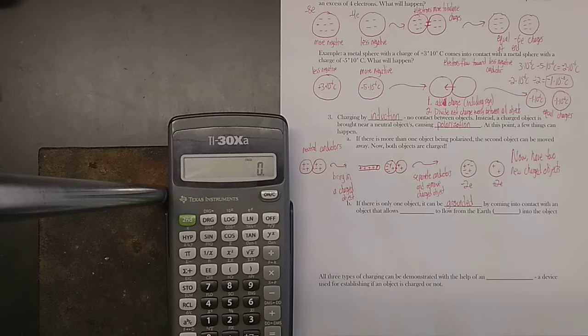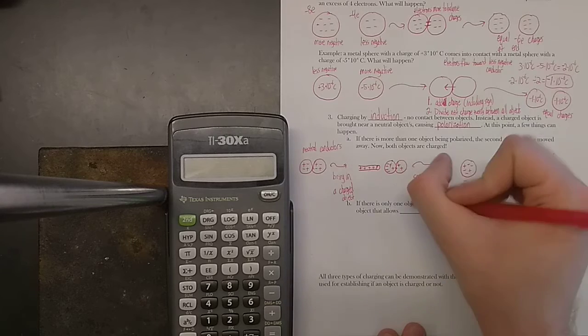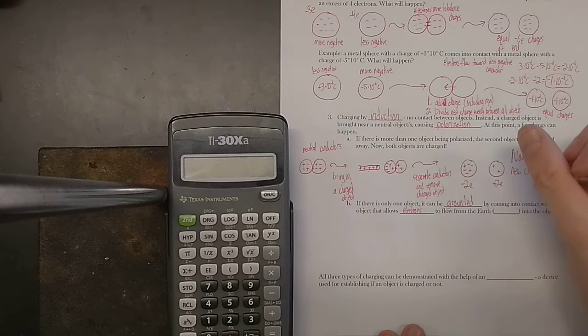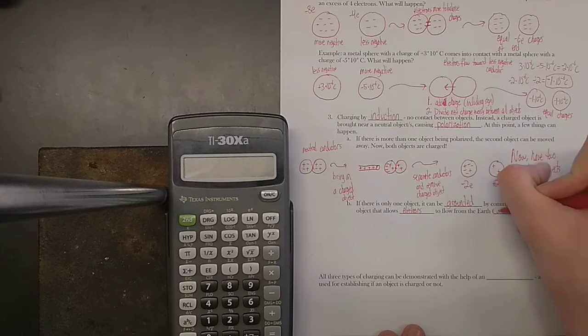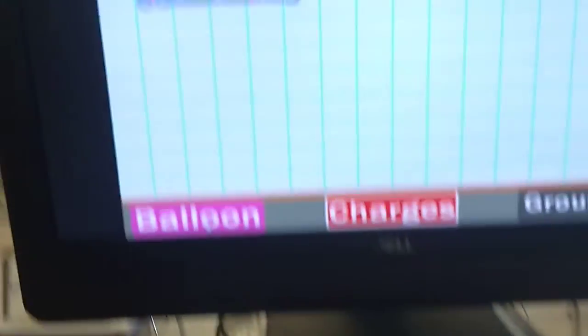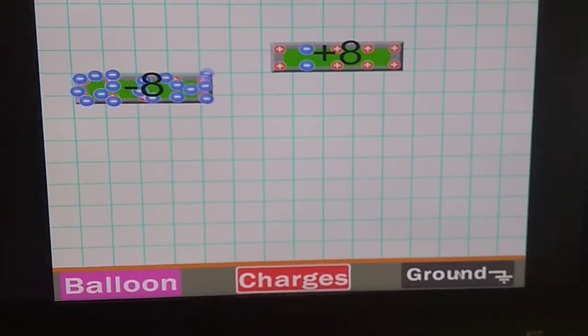If there's only one object, it can be grounded by coming into contact with an object that allows electrons to flow from the Earth, which is called the ground, into the object or vice versa. Let me demonstrate what grounding does. Grounding just means make a connection to the Earth.